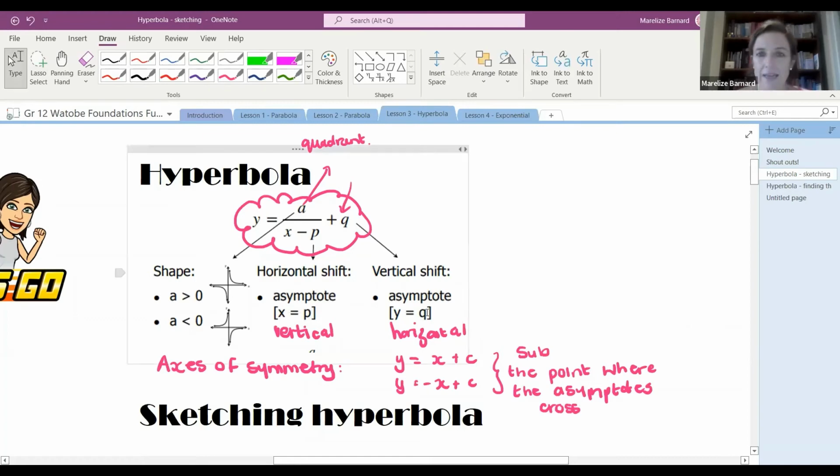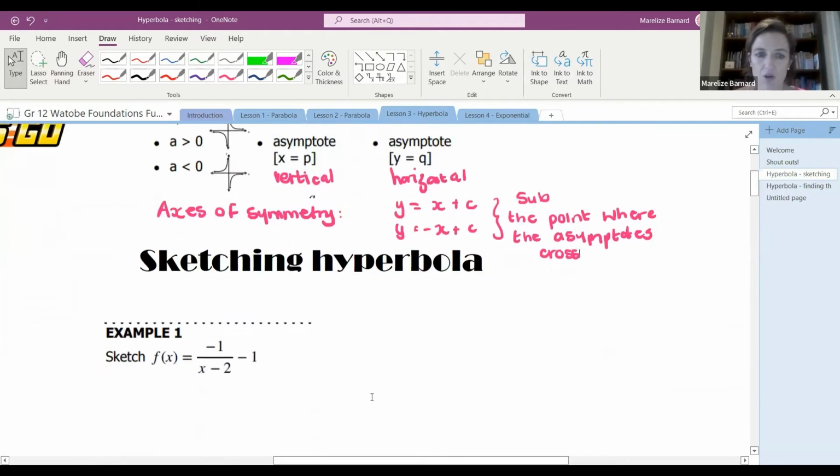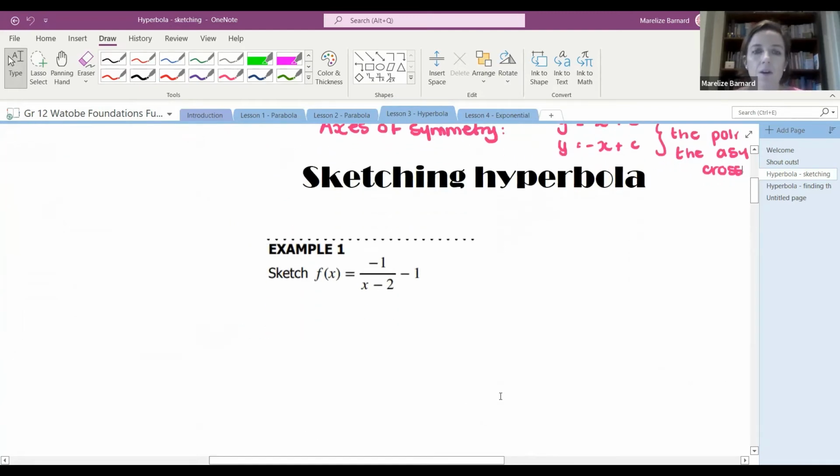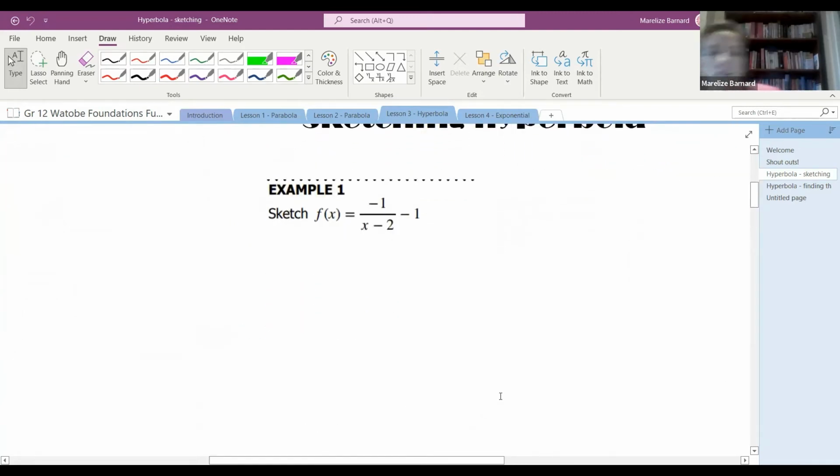Okay, so let's tackle our first sketching of the hyperbola. We've got to sketch this hyperbola, y = -1 over x minus 2, minus 1. When we sketch, there are a few things we need to think about as we plan how we are going to sketch this graph.